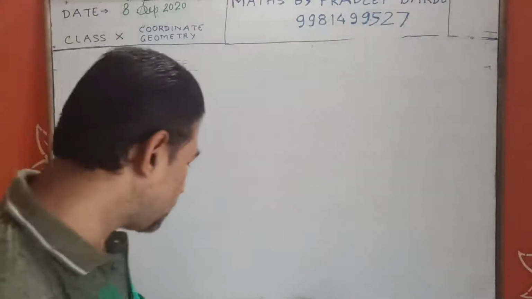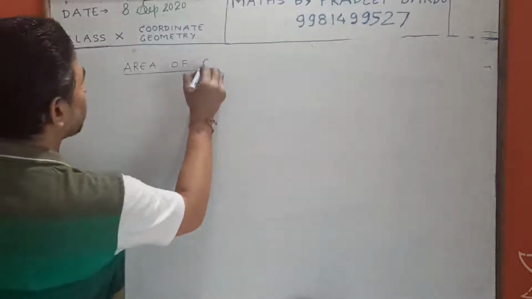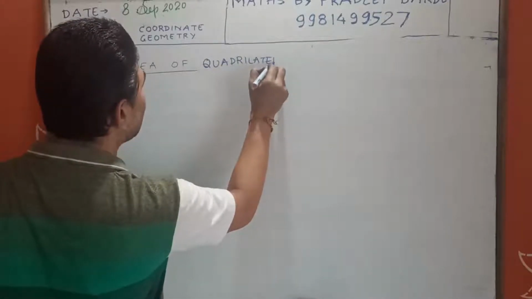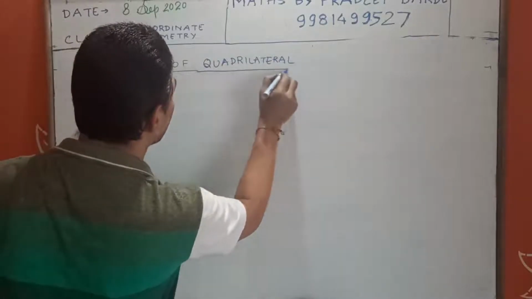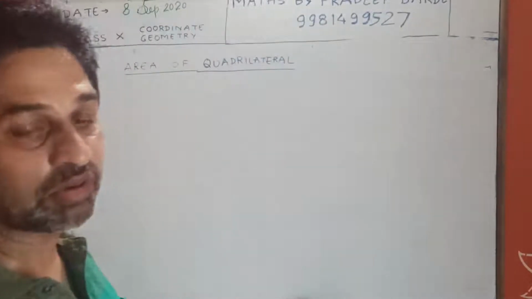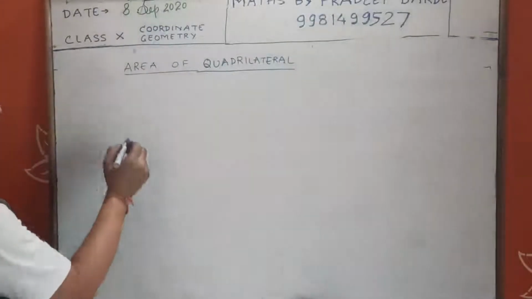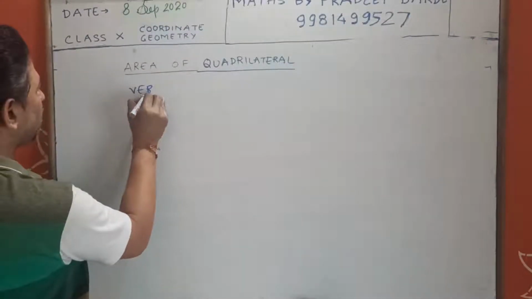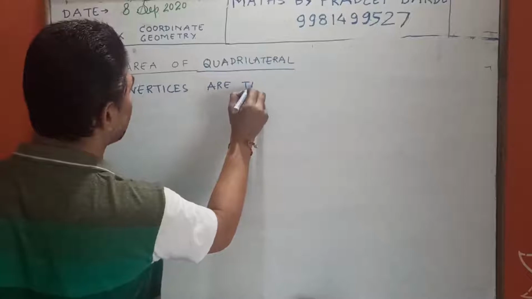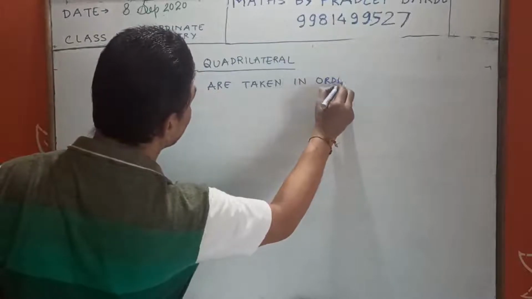Okay students, so the next part is area of quadrilateral. Now for this we will not study any formula, children. What we are going to do is directly take an example. With the help of an example you will be able to understand how to find out the area of a quadrilateral. Suppose the vertices are given in order. Children, please keep this in mind, vertices are taken in order. Very important point here. In order. I had told you this earlier too, children.